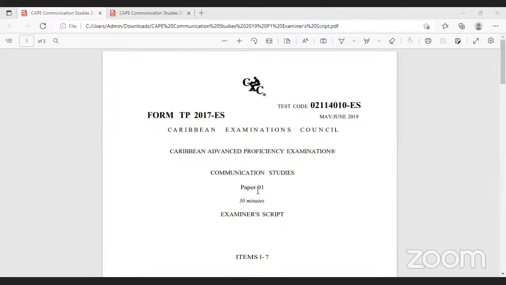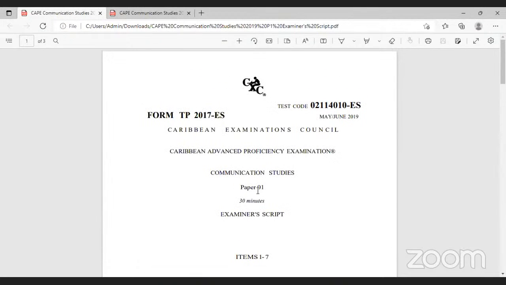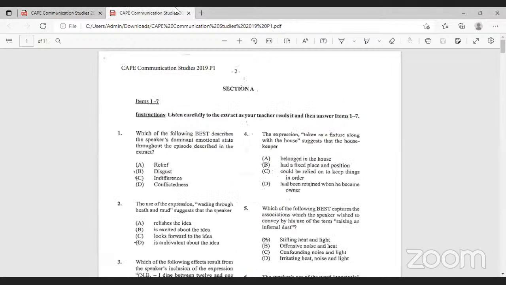Great. So this is the 2019 paper, and we have the actual questions. Everybody is seeing the screen. Assuming everybody is seeing the screen.